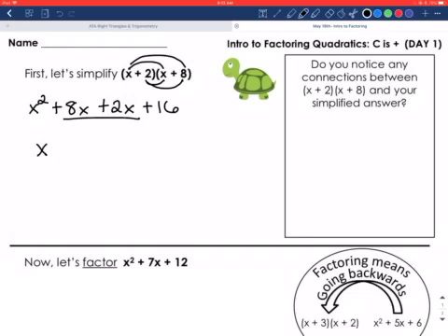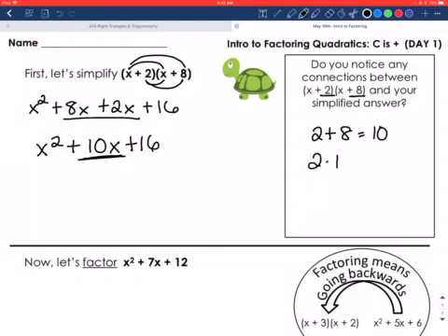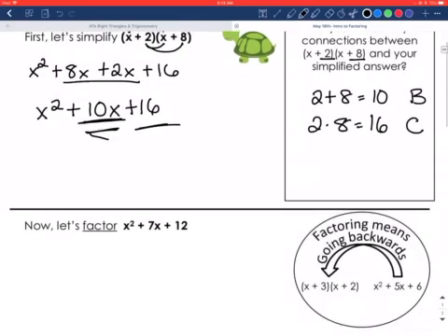Now these middle two terms right here we can combine because they are like terms, and that will give you x squared plus 10x plus 16. So the connection between x plus 2 and x plus 8 and your simplified final answer is this middle term right here. If you notice that 2 plus 8 will give you 10, and 2 times 8 gives you 16. That is your B term, the one that comes second, and your C term, right? So if you notice, that is a 10x right there, and then a 16. That works like that every single time.